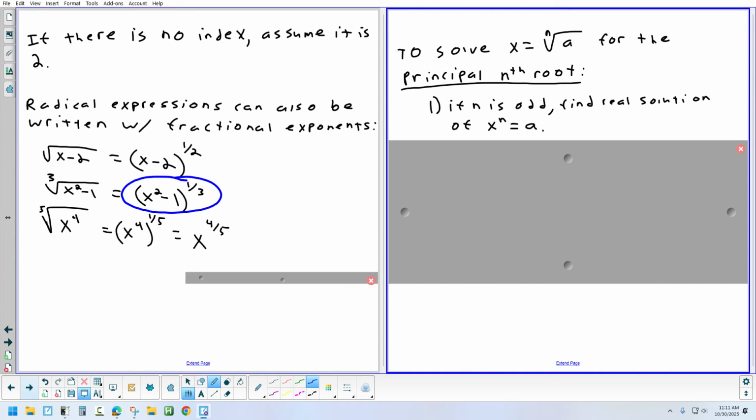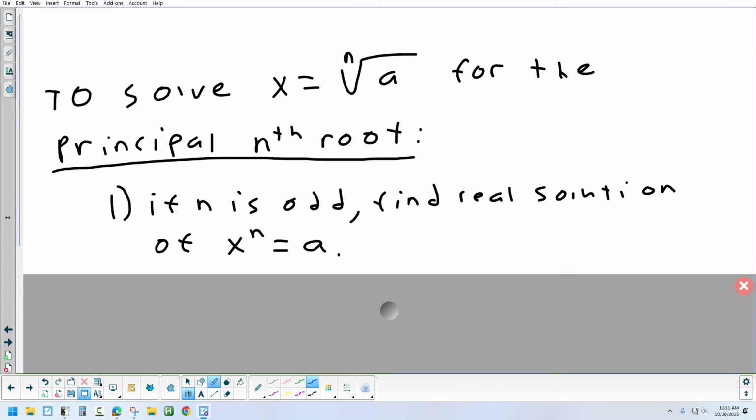So let's take a look at, if I ask you to solve for what's called the principal root. So first of all, solving for the principal root means that you are finding a single answer. A single answer.